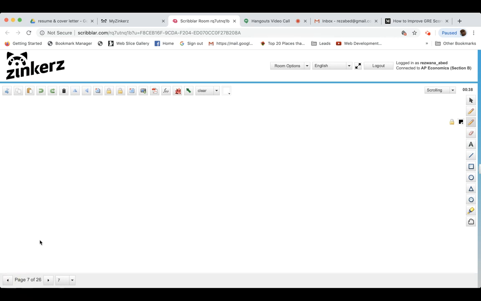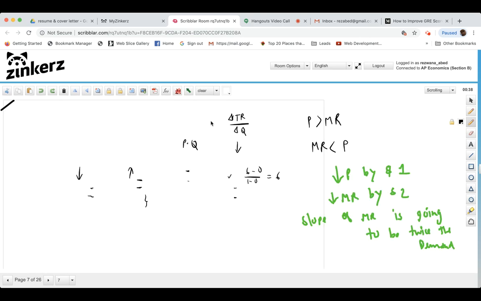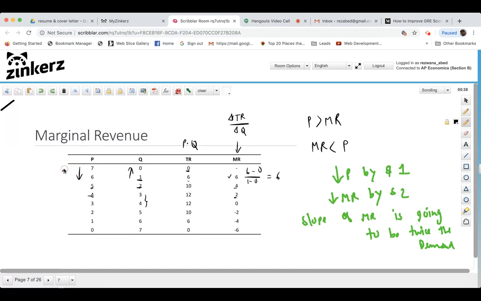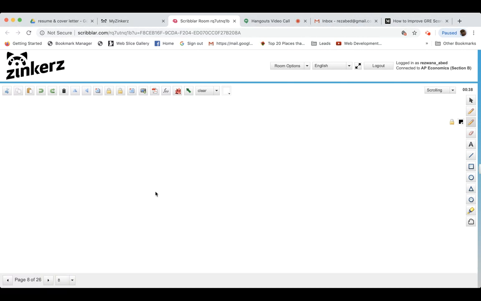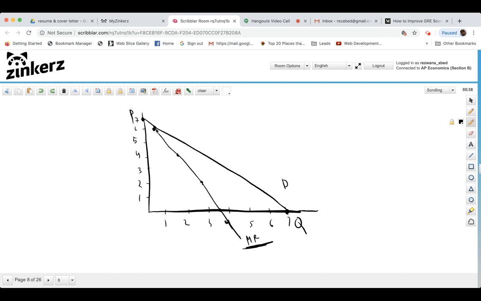Okay, so this is why we saw that when price is dropping by only 1, marginal revenue drops by 2, right? So it's double, it's twice as steep. So that is what you have to remember, that you're gonna make sure to draw it in such a way that it crosses the horizontal axis like halfway. Okay.